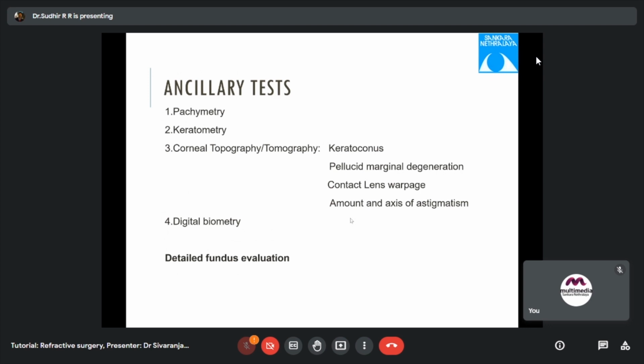Finally, we have to do a detailed fundus examination to look for any missed lattices.